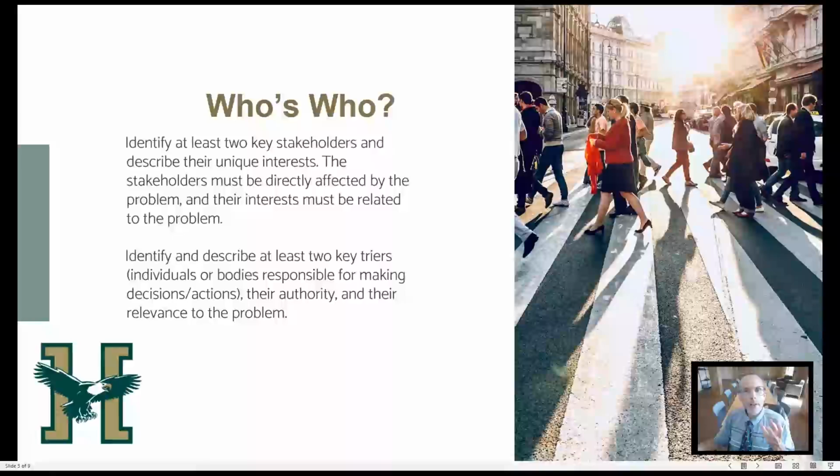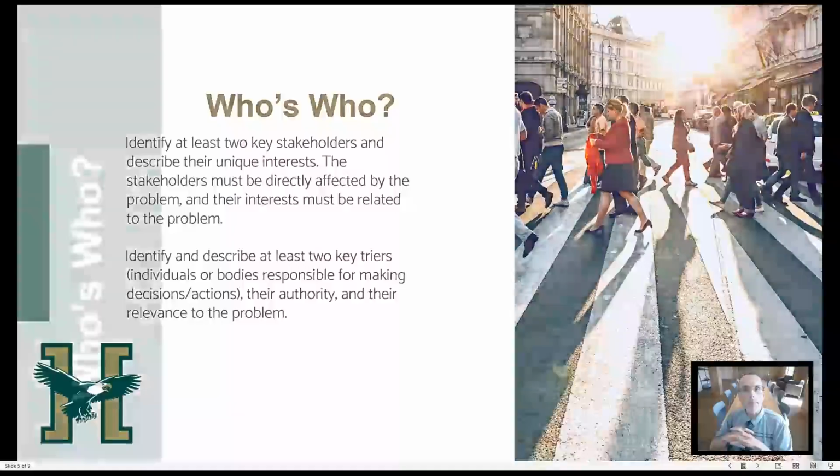Remember, every problem has people. Why? Because people make problems. As people, we're really good at doing that. So look at your problem and ask yourself, who are the two major stakeholder groups I want to identify and describe? And who are the two types of triers I also want to identify and describe? And then how do I link them or relate them to the problem I want to explore? You're going to have to write this up in this section called Who's Who.